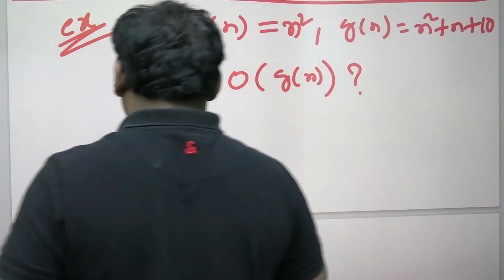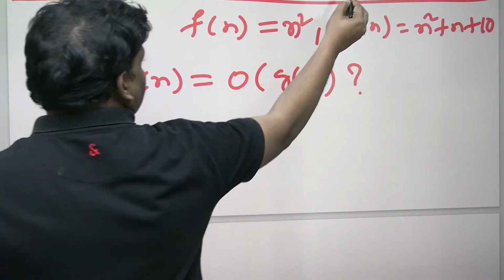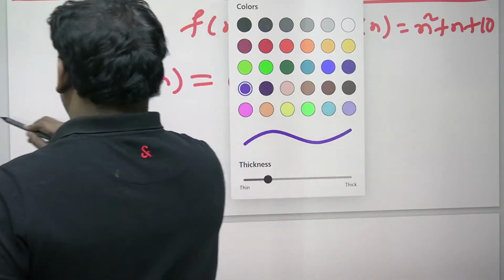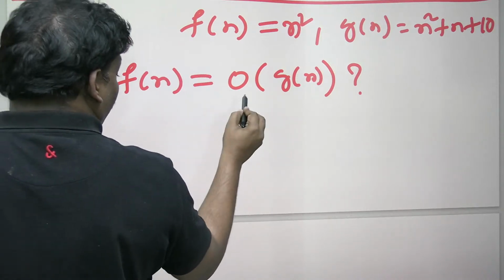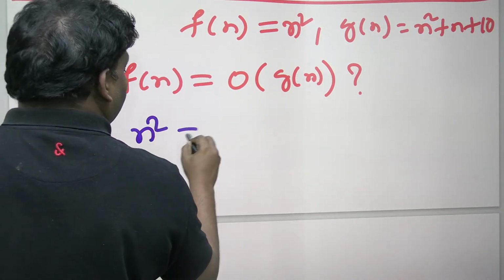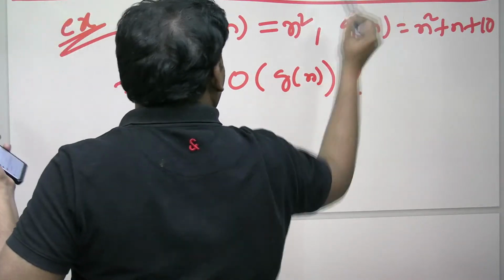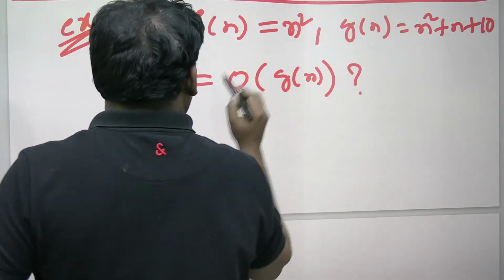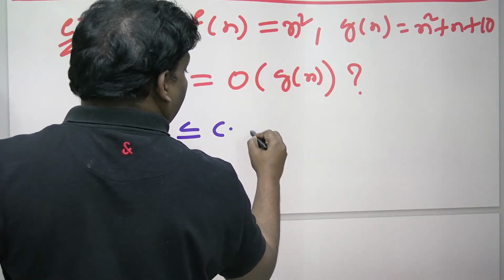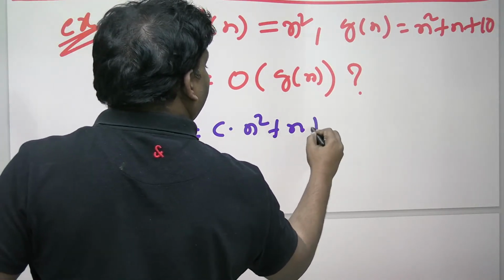Now see this one. I gave enough time, so let me give the answer. If you want to prove it, see this one. F of n is n square, and n square is less than or equal to some C into g of n, which is n square plus n plus 10.